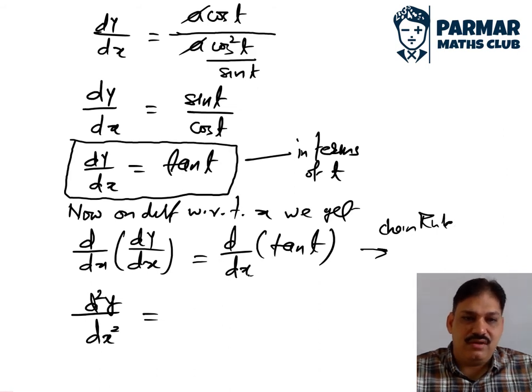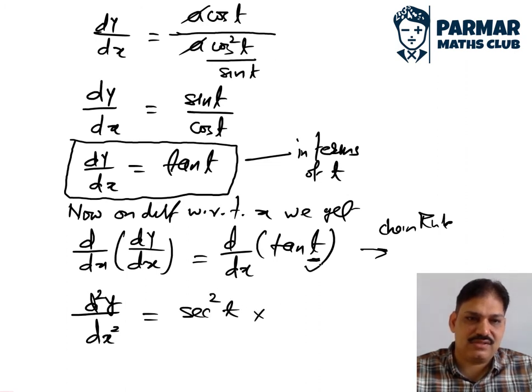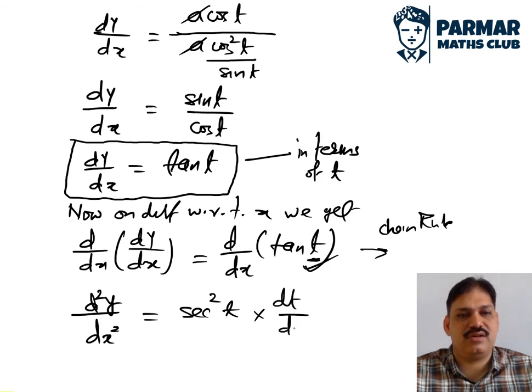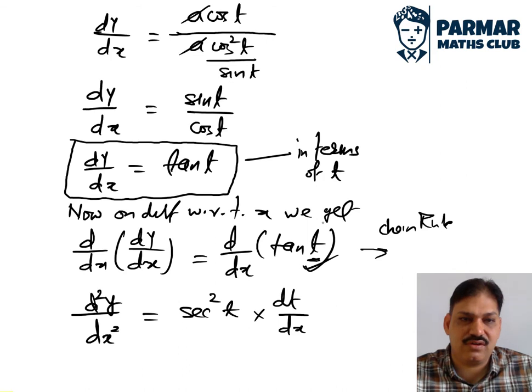Simply, the derivative of tan t will be sec square t into the derivative of this with respect to x. That is the most important thing. It is not a function of x, it is a function of t, so we apply the chain rule. The derivative of tan u, that is tan t, is sec square t into the derivative of what we have treated as u, that is the derivative of t.